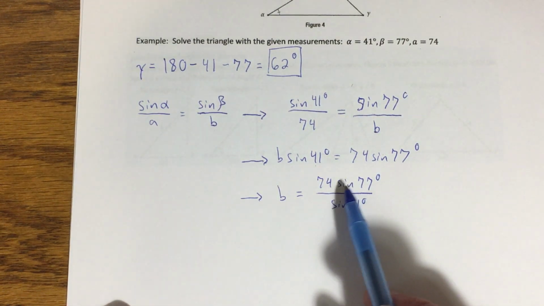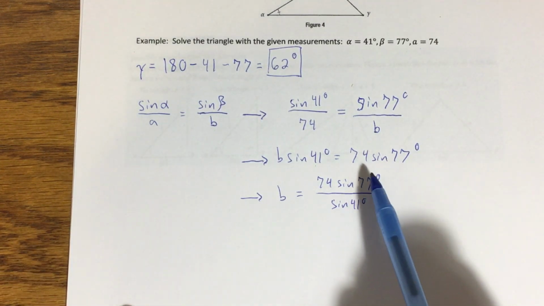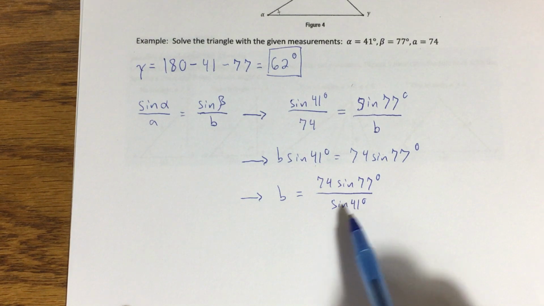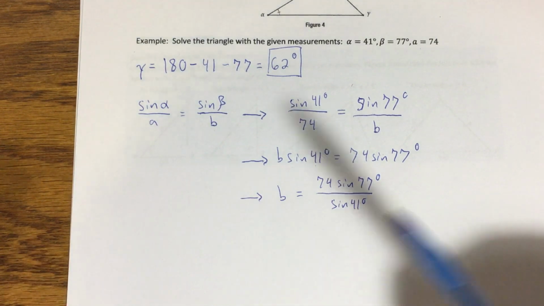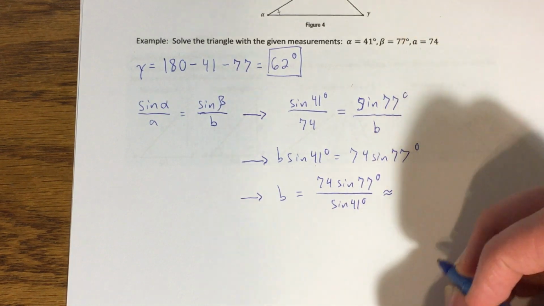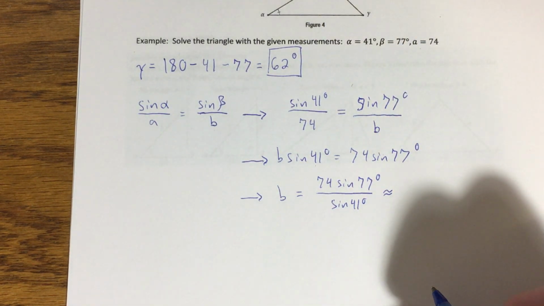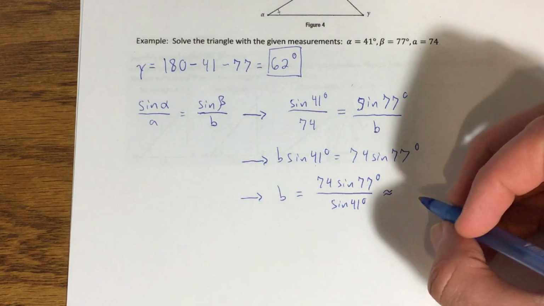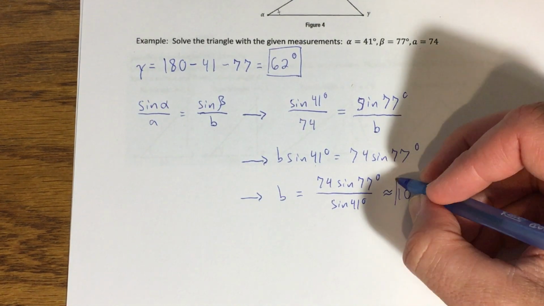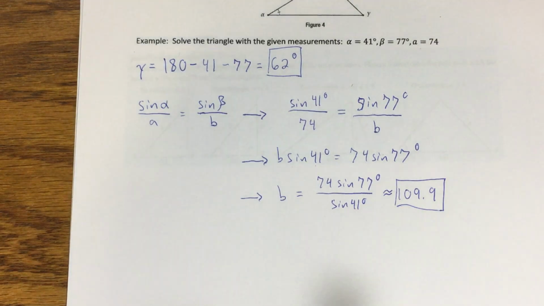If you're using a scientific calculator, make sure you're being careful with how you place parentheses and things inside this expression so that your calculator is doing the correct order of operations here. If we plug this into a calculator, we should get a value that's approximately equal to 109.9. That's B.